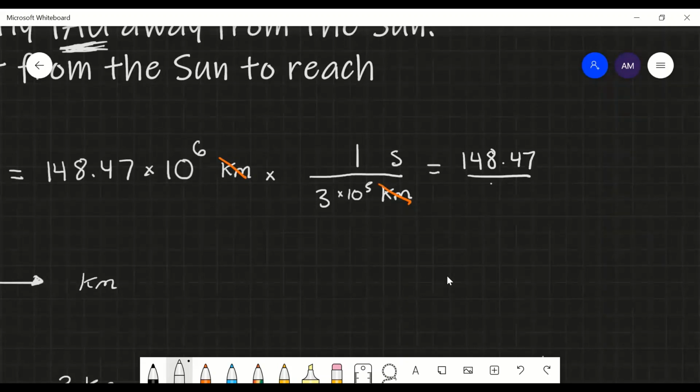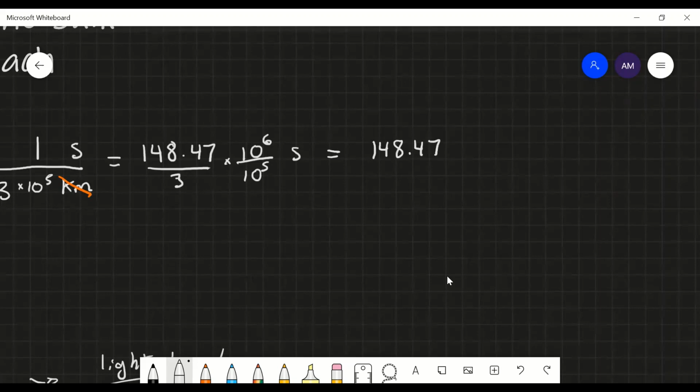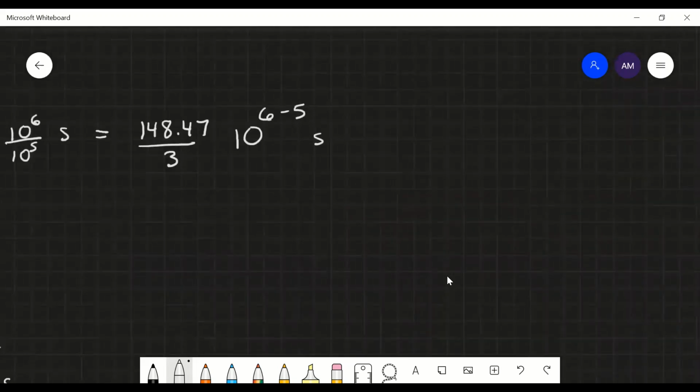148.47 over 3, because the 3 did not go away. Neither did this 148.47, times 10 to the power of 6, and the 3 is times 10 to the power of 5. So in other words, it's this many seconds. Well, let's think about our property of exponents. I'll leave this part alone. 10 to the power of 6 divided by 10 to the power of 5. It's as though you were subtracting the exponents. Well, 6 minus 5 is just 1.